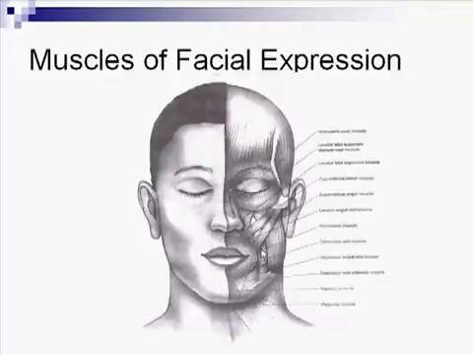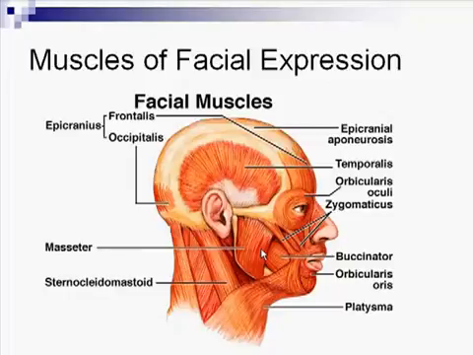Here are your muscles of facial expression. Again, you can find this in your learning guide. Remember we talked about the aponeurosis, the epicranium has the two bellies, the frontalis and the occipitalis. Platysma, large muscle on the neck. Sternocleidomastoid, this is a very powerful muscle. It attaches to four bones. Remember, the mastoid process is on the temporal bone.